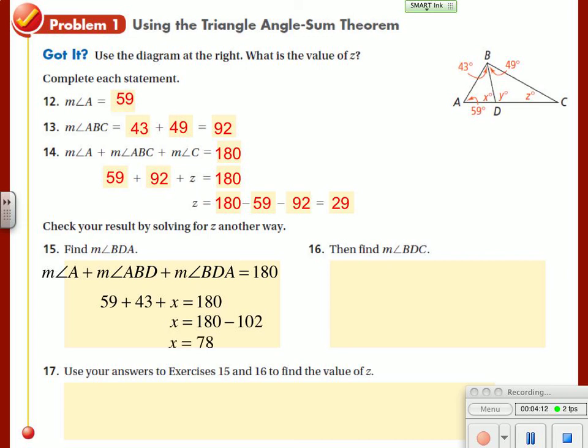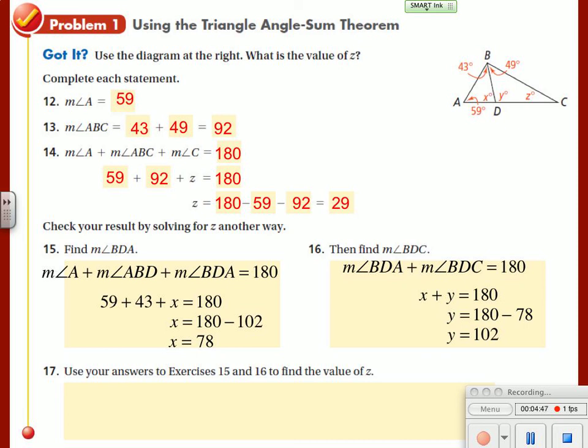Now, X and Y form a linear pair. So the measure of BDA plus the measure of BDC equals 180. They are supplementary angles, they form a linear pair. So we say X plus Y equals 180. But we've already solved that X equals 78, so we're going to subtract that from 180, and we get that Y equals 102. Keep this in mind, because later on we're going to have an exterior angle theorem, and as you can see, Y equals angle DBA and angle A added together.